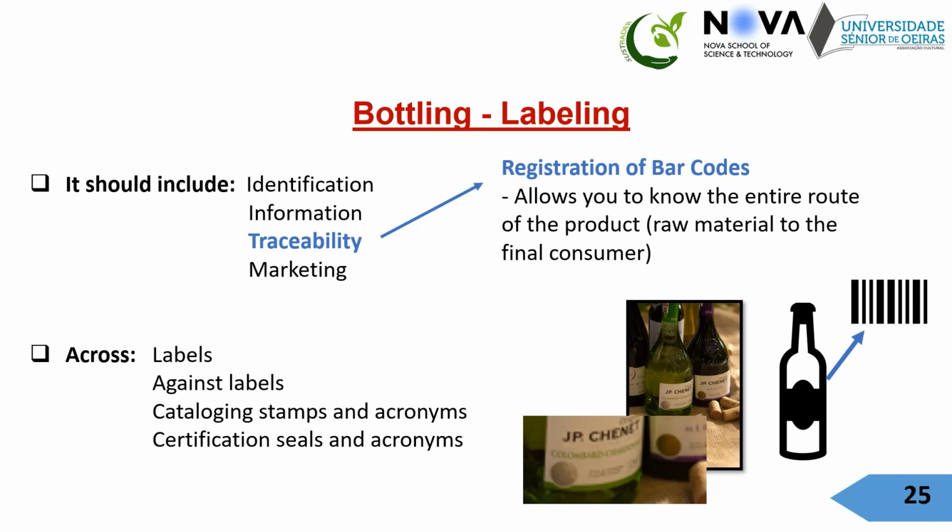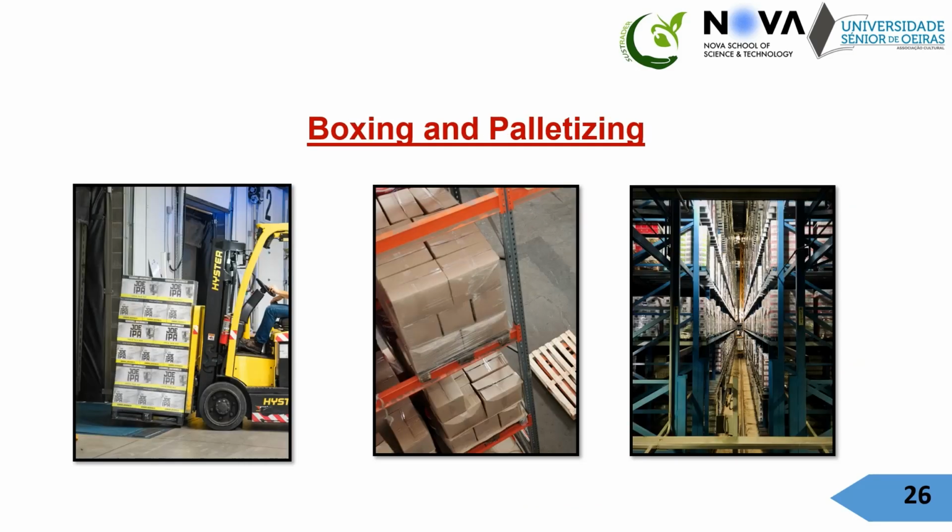traceability through barcode and also marketing. This is possible across labels and back labels, cataloging stamps and acronyms, and certification seals and acronyms. After this step comes the boxing and palletizing.